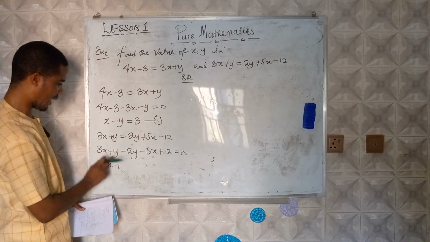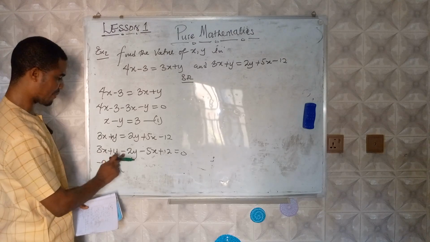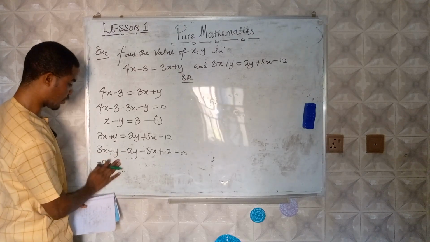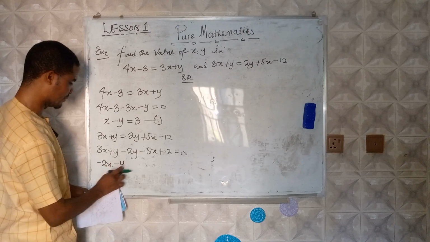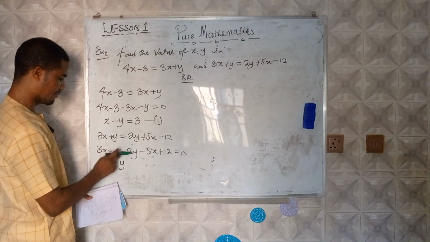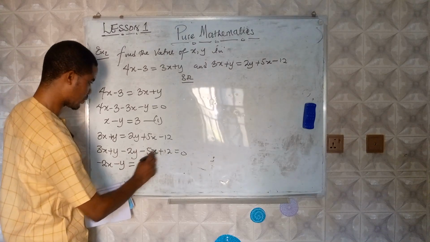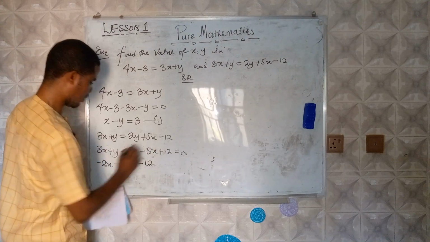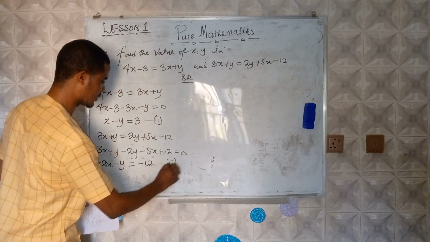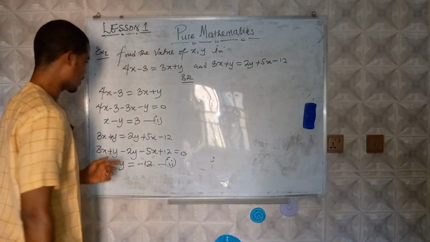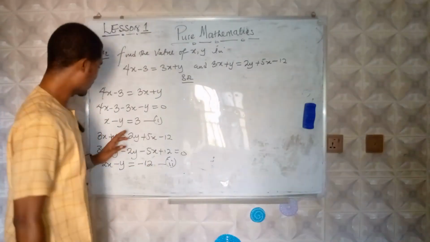Okay, we have 2 of the y. y minus 2y, you have 1 y, so I'm going to have minus y. 1 minus 2 is minus y. Then I have equals to minus 12. I call this equation 2. Please observe your work very well and be sure that it gives you what you want.